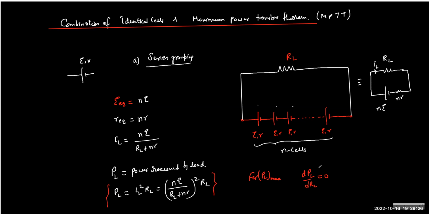Too much time you have taken. Now let me tell the answer. If you do this, you get RL equals NR. You have to differentiate and equate to 0, and you get this answer. Anyone getting this answer? So when you guys will learn differentiation, I don't know.